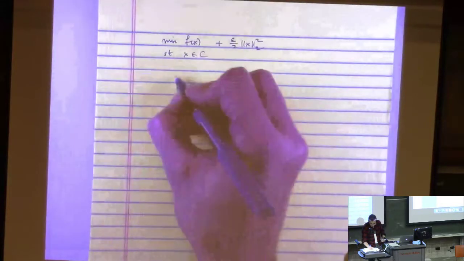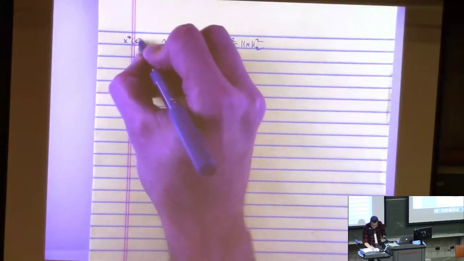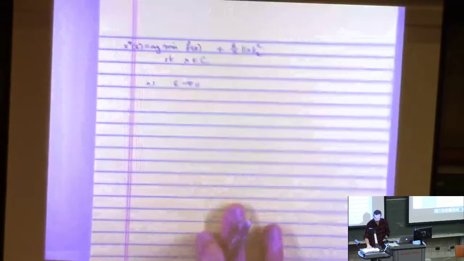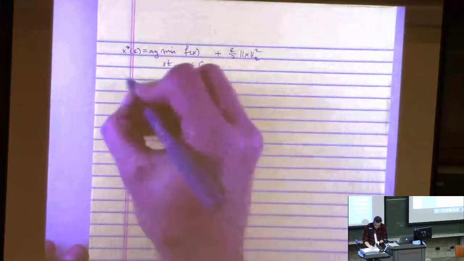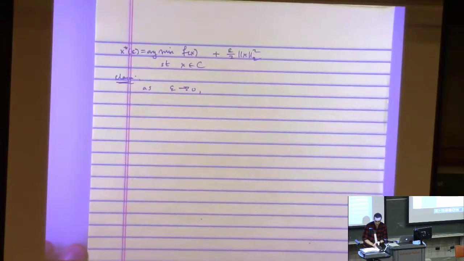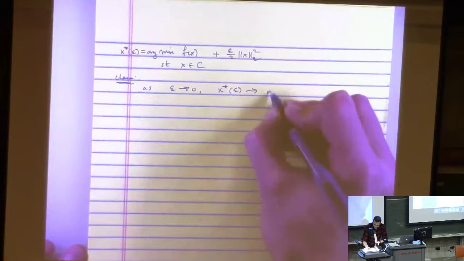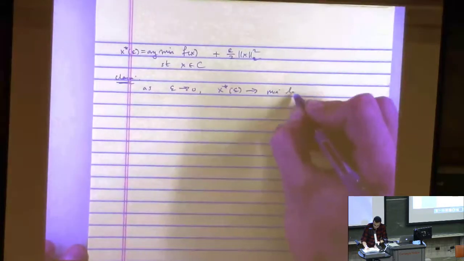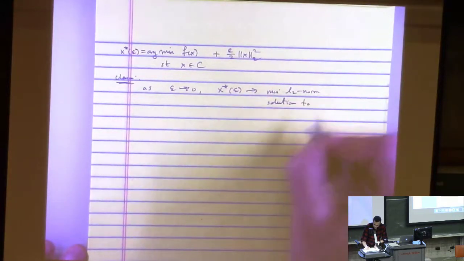And if I send epsilon to 0, so let's say x star sub epsilon equals argmin. It's just equals because the solution is unique. As epsilon goes to 0, here's my claim. I don't actually know under which conditions this is true, but I'm fairly certain I could write down a proof that didn't assume much. As epsilon goes to 0, x star of epsilon approaches the minimum L2 norm solution to the original problem.